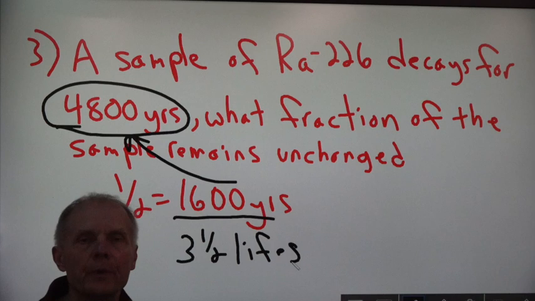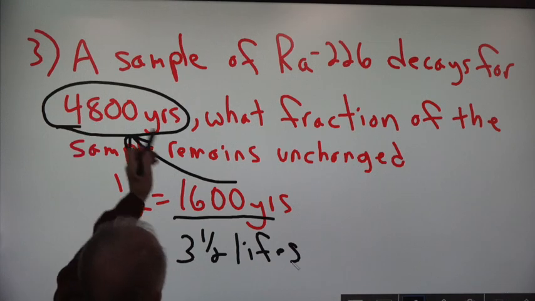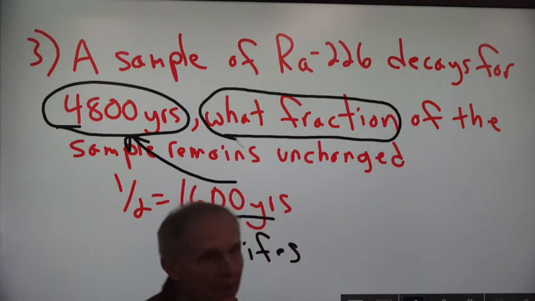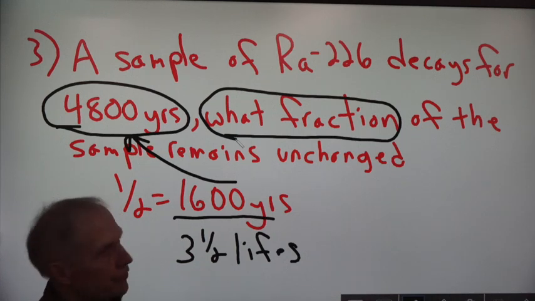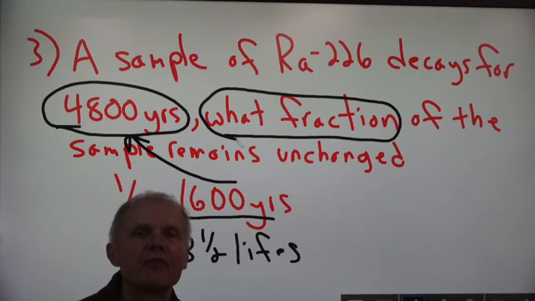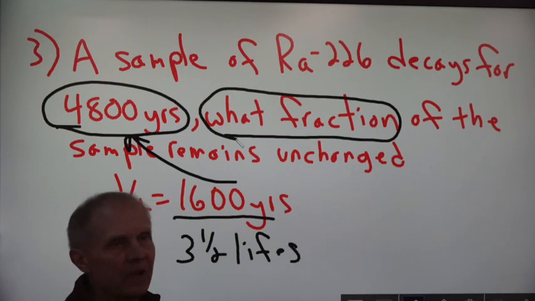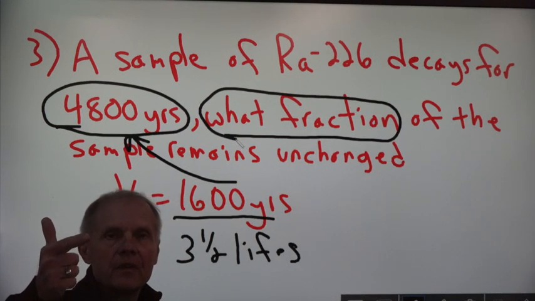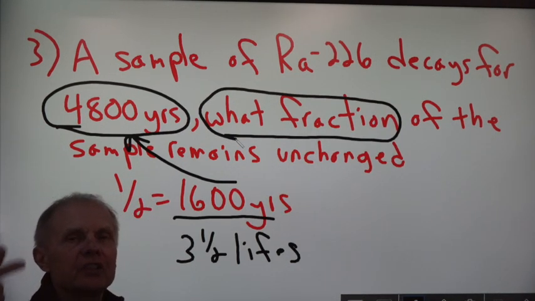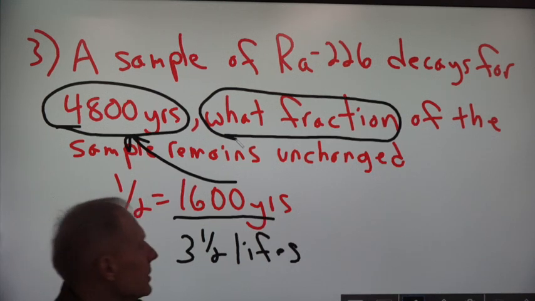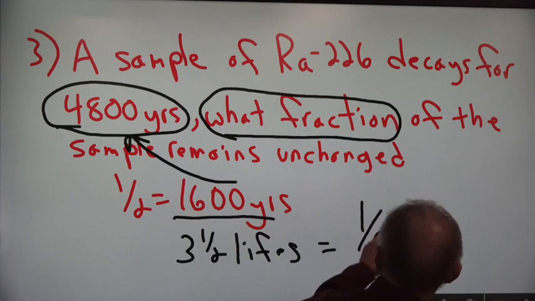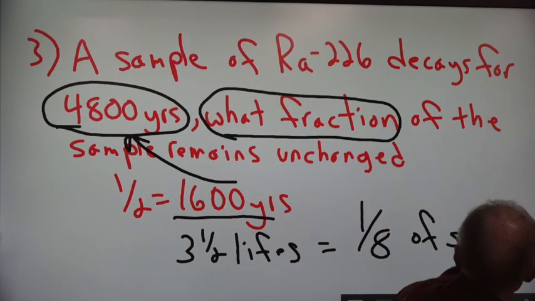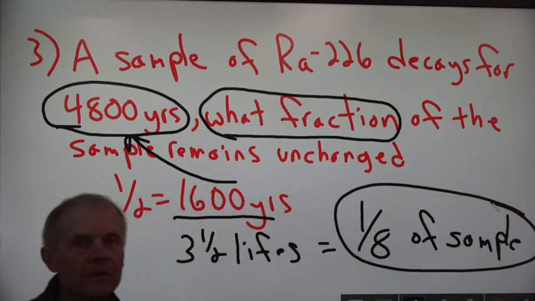Now, what do we do with 3 half-lives? Well, I didn't give you a gram number like I said before. It says what fraction. So now you've got to go on your fingers. So if it goes 3 half-lives, you start with 1 whole fraction. A whole fraction. 3 half-lives. The whole fraction is cut to a half. Then a fourth. Then an eighth. So your answer is an eighth of the sample remains unchanged. An eighth of the sample.